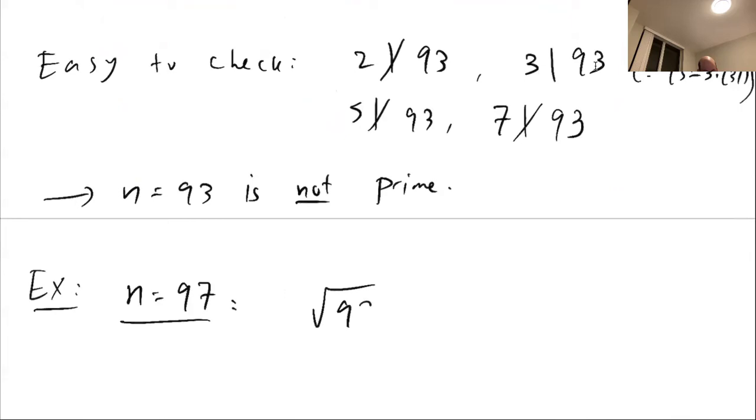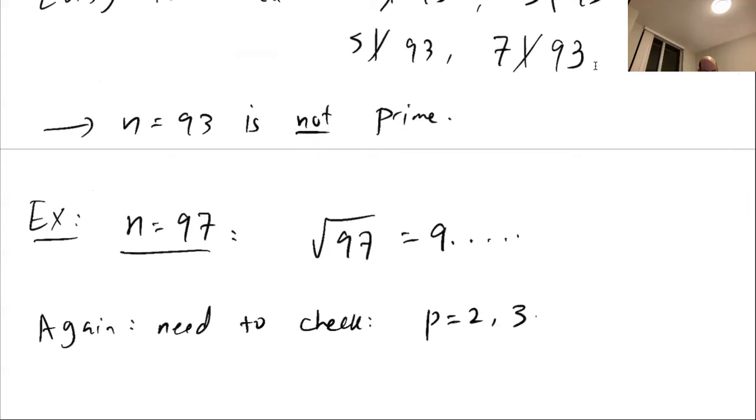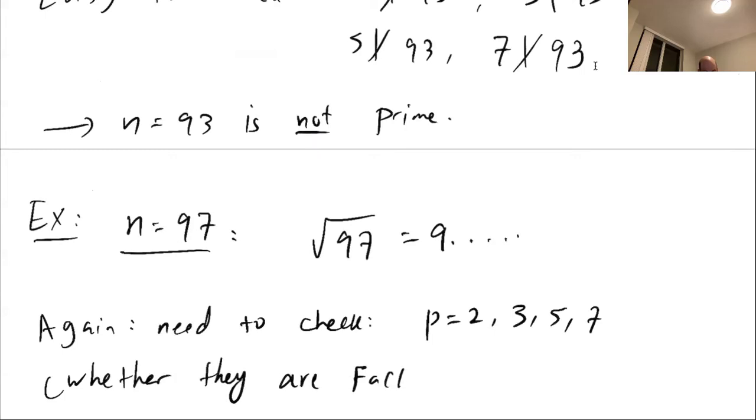Again, root 97 still is 9 point something. So again, need to check P equals 2, 3, 5, and 7, whether they are factors of n.